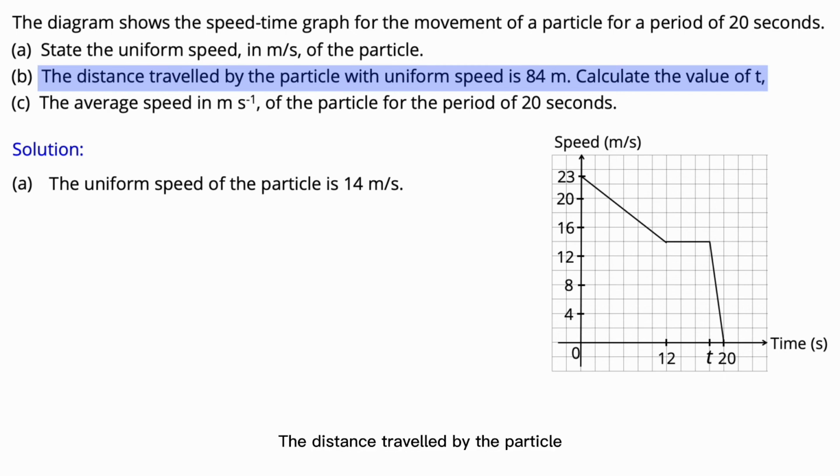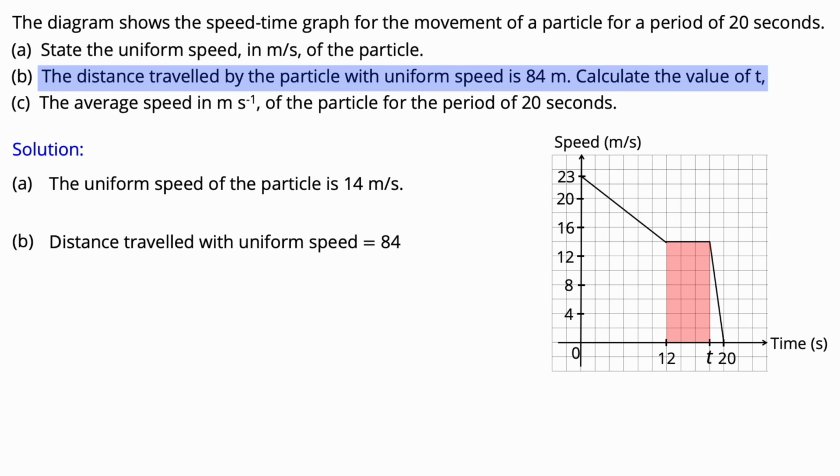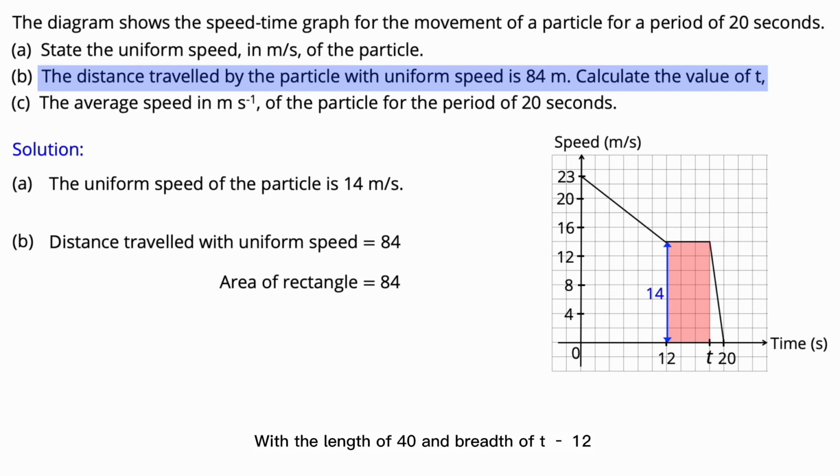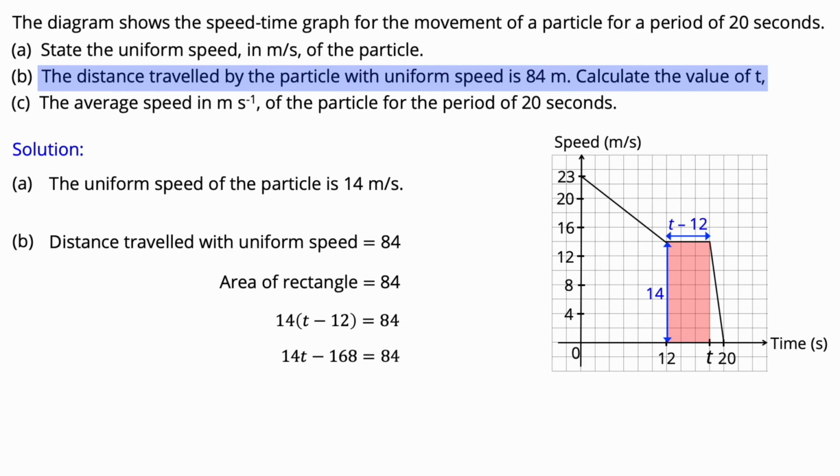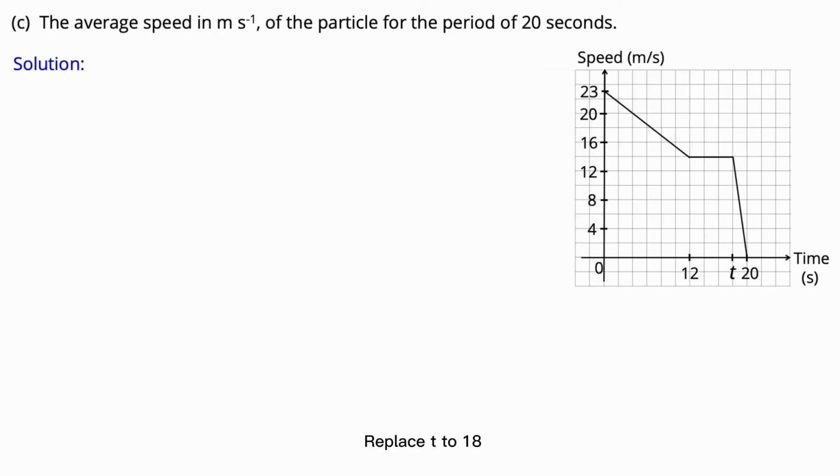The distance traveled by the particle with uniform speed falls on the flat portion, which forms a rectangle in shape. The distance traveled is the area under the graph. Distance traveled with uniform speed equals 84. Area of rectangle equals 84, with the length of 14 and the breadth of t minus 12. 14 times (t minus 12) equals 84. Solve the equation. t equals 18 seconds. Replace t with 18.